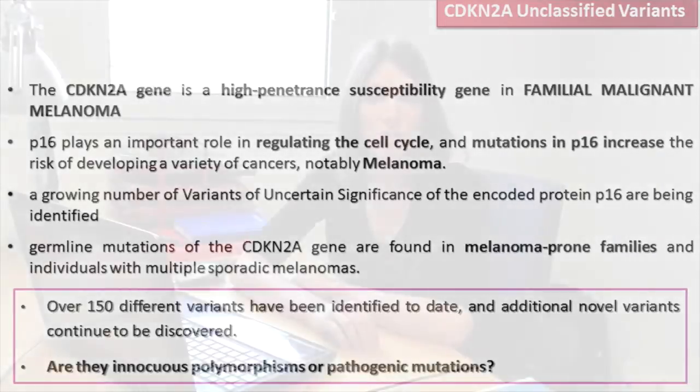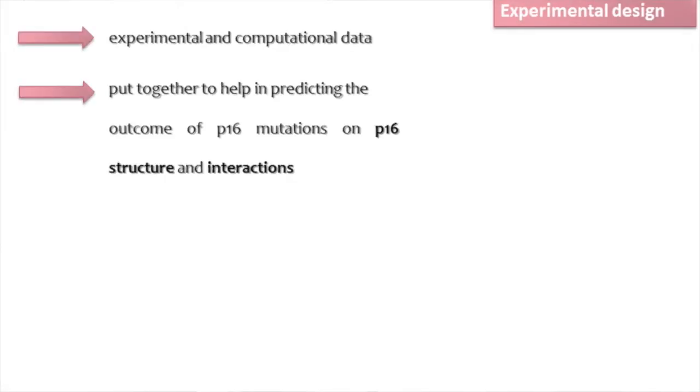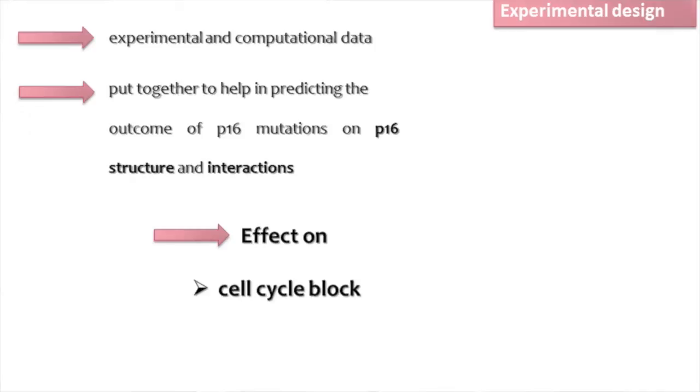In our work, we try to assess the role of P16 unclassified variants in melanoma onset and propose new tools for P16 variant classification. We set up a protocol combining computational and experimental tools in an integrated approach. We analyzed both the effects on the P16 ability of controlling cell cycle transition and the effects on protein structure level, with particular emphasis on protein stability and ability to bind its targets.